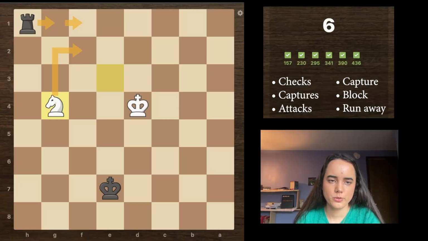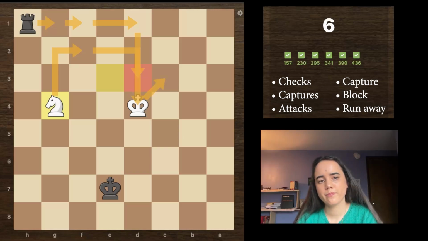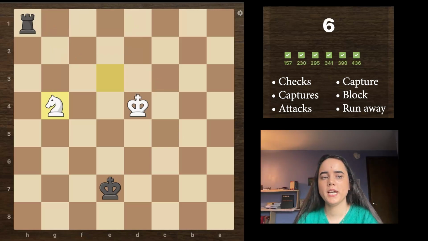He could just go here. We could attack the knight again. He can't move his knight, but he could just move his king. It doesn't look like we're getting anywhere. So let's look at the other attack. We've got this. Now, where is he gonna go?